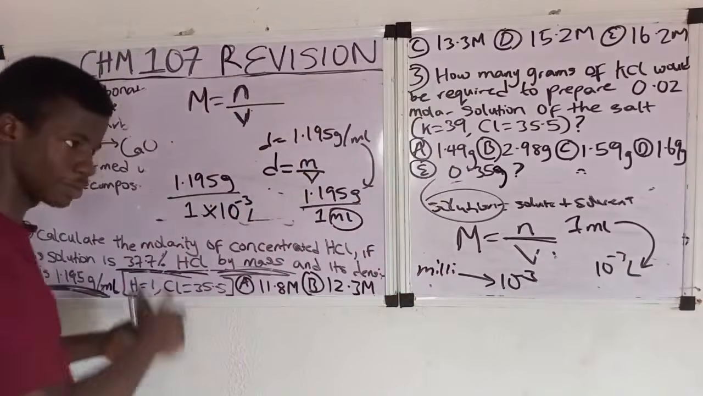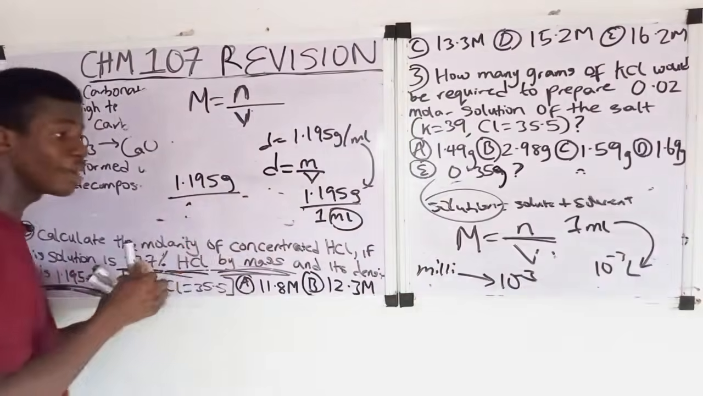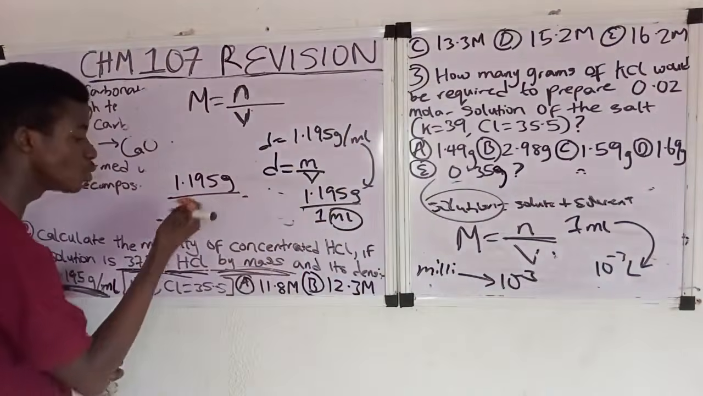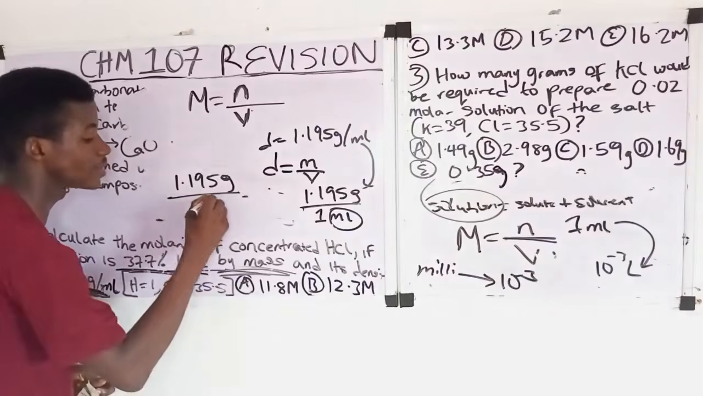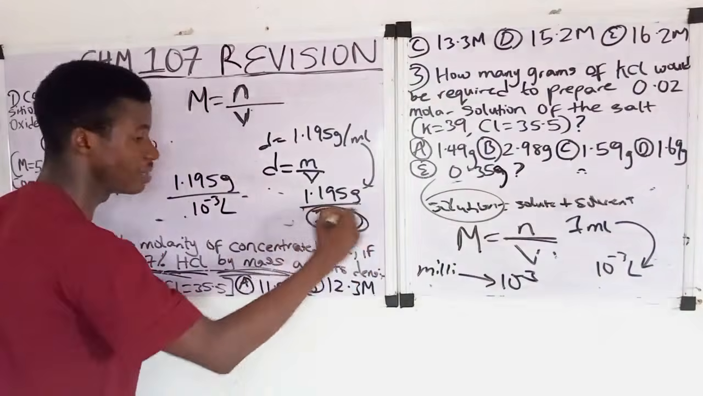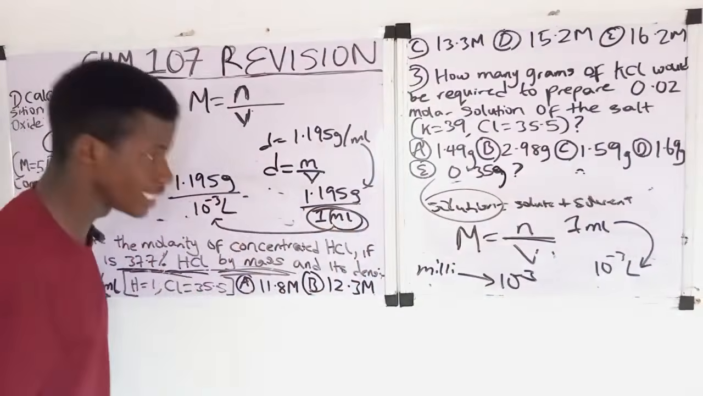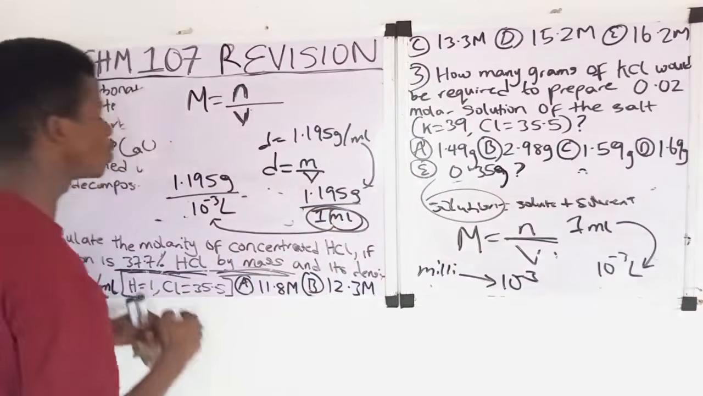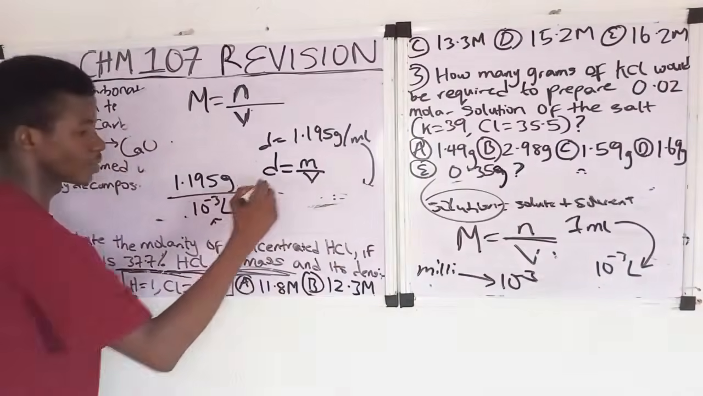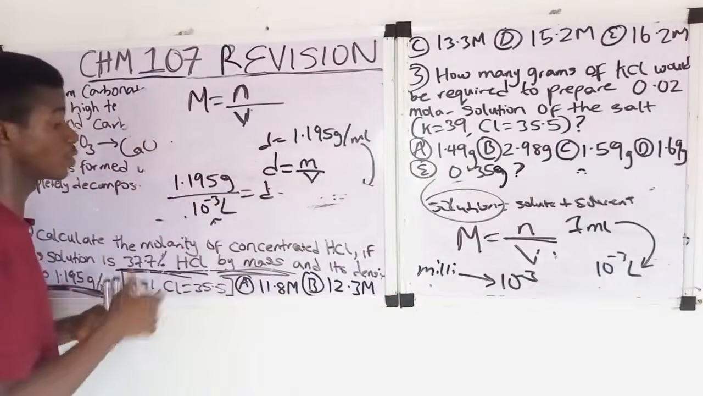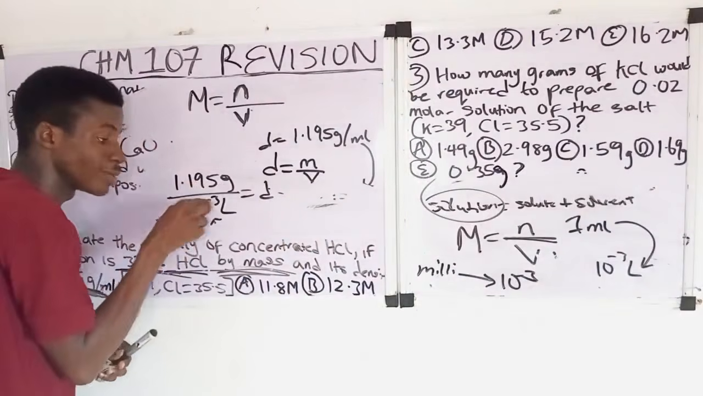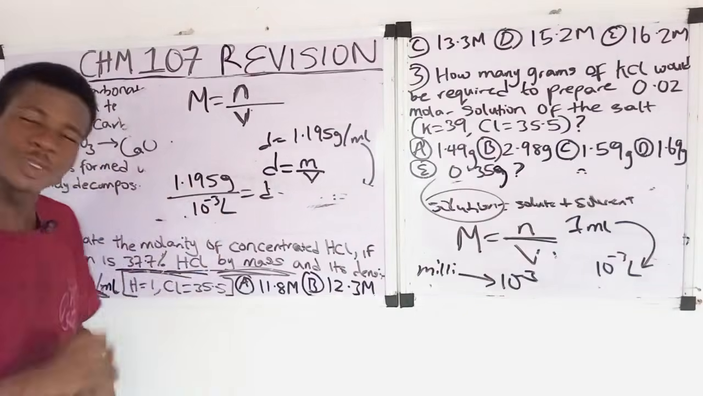Okay. So 1 milliliter is the same as 10 raised to the power minus 3 liter. Therefore, we put 10 raised to the power minus 3 liter here. We have successfully converted 1 milliliter to liter. So don't forget that the density is now 1.195 gram dividing 10 raised to the power minus 3 liter, right? Yes. Are we done yet?